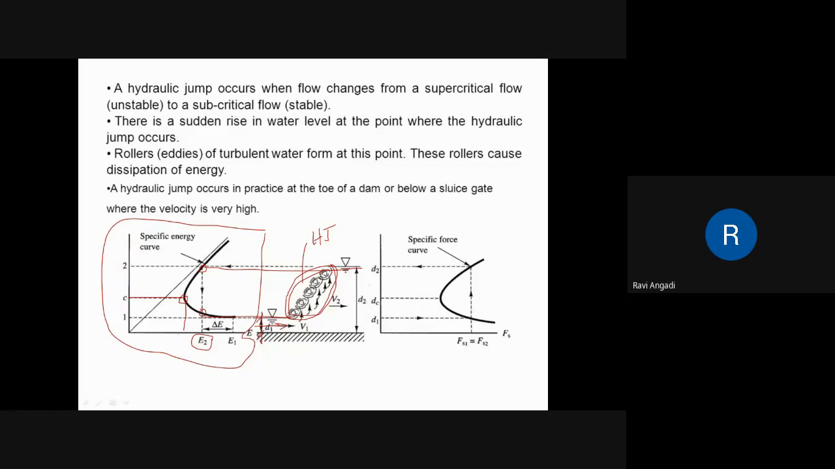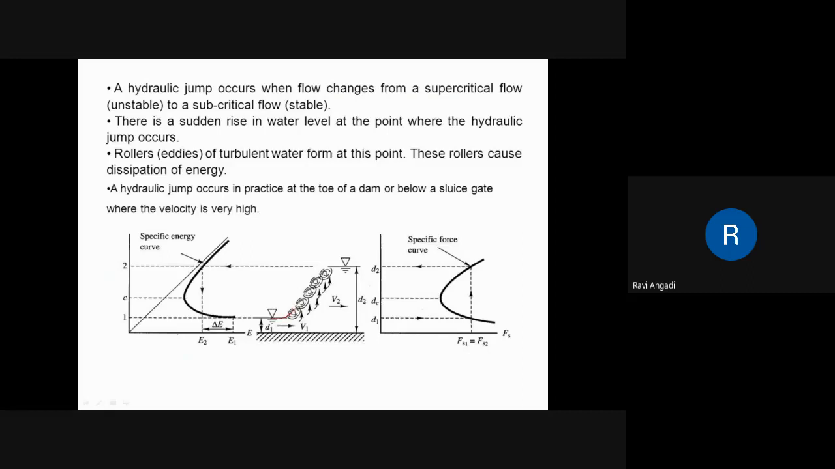Okay, so this is hydraulic jump. Hydraulic jump occurs when the flow changes from supercritical flow, that is unstable, to a subcritical flow, that is a stable condition. When it goes from unstable to stable, that is what we call a hydraulic jump. There is a sudden rise in water level. See, the water is rising suddenly at the point where the hydraulic jump occurs.